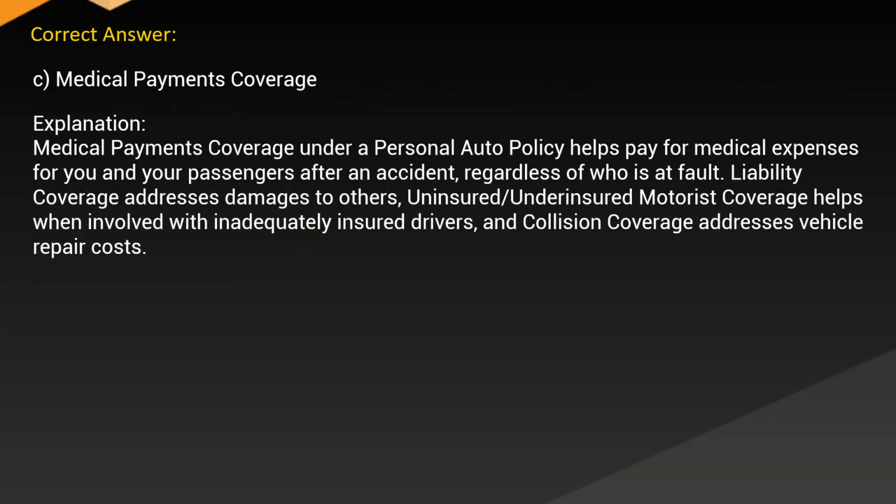Correct answer: C. Medical payments coverage. Explanation: medical payments coverage under a personal auto policy helps pay for medical expenses for you and your passengers after an accident, regardless of who is at fault. Liability coverage addresses damages to others. Uninsured/underinsured motorist coverage helps when involved with inadequately insured drivers, and collision coverage addresses vehicle repair costs.